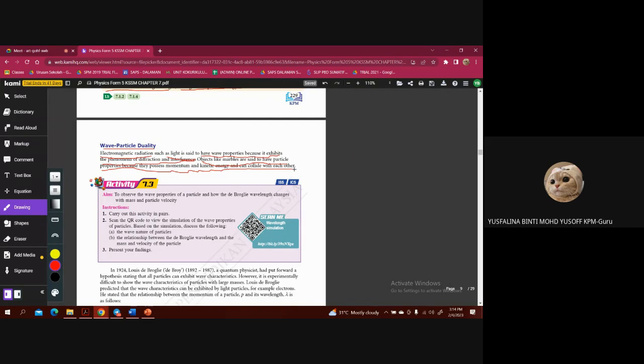Objects like a marble, we call it a particle because they have momentum. Once the object moves, of course it will have momentum, because momentum is p equals mv. When it moves, of course it has a velocity, and when it has a velocity, it will have momentum. It also has a mass. So anything with mass and moving has momentum.